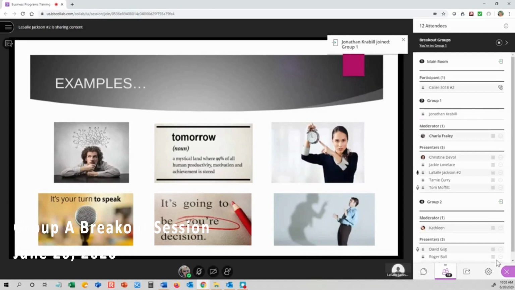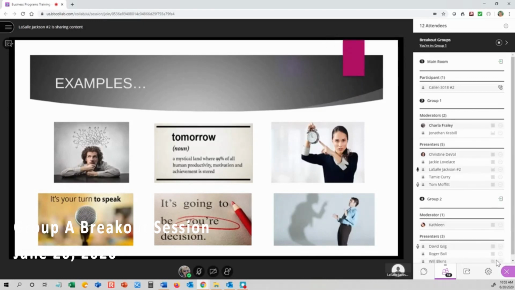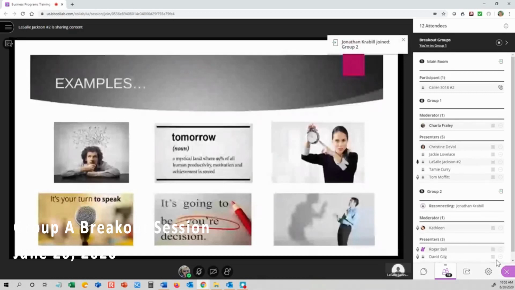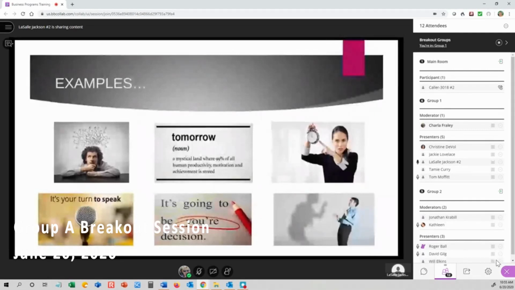The other would be procrastination. I think not only the students, but as an instructor, I'll speak for myself, sometimes I battle with this myself, but this is again something we can all relate to. As you notice there in the image, a mystical land where 99% of all human productivity, motivation, and achievement is stored. So it's somewhere other than right now. So students do talk about having an issue with procrastination.